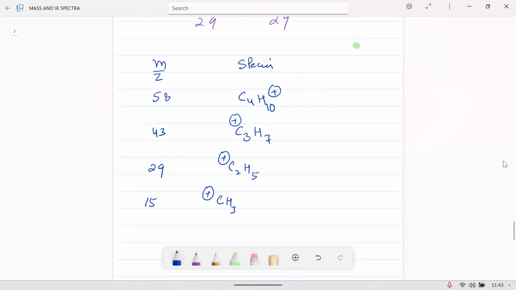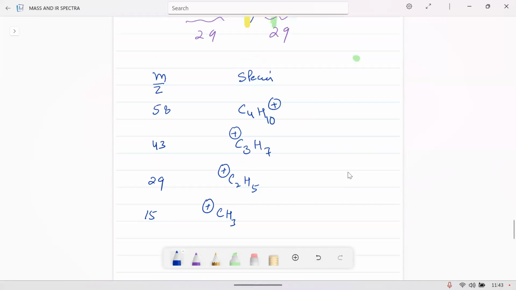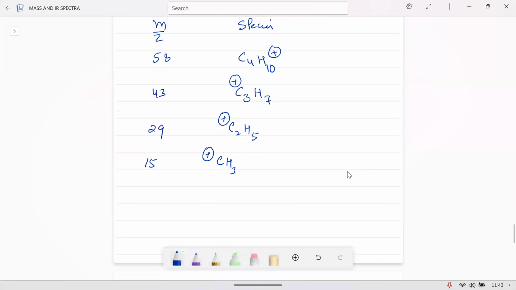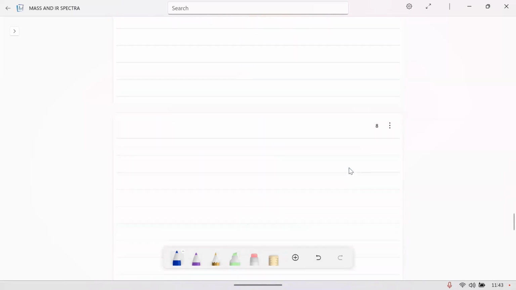So this is the whole concept of fragmentation and how to find out the species. The positive charge is very important because, without it, the mass spectrometer cannot detect the species. This is one type of question that can be asked.